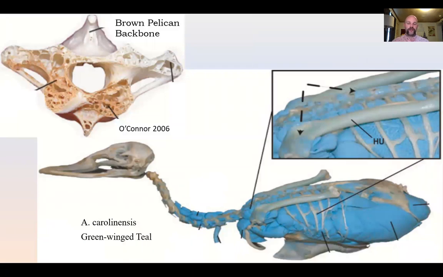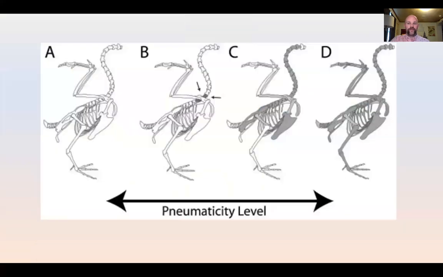So, what is pneumaticity? It is a phenomenon in which soft tissue extensions from the respiratory system invade bones and replace internal bone tissues with air, illustrated by this duct with latex filling the respiratory system. Pneumaticity creates the hollow bones that we associate with birds, such as the pelican backbone pictured above.